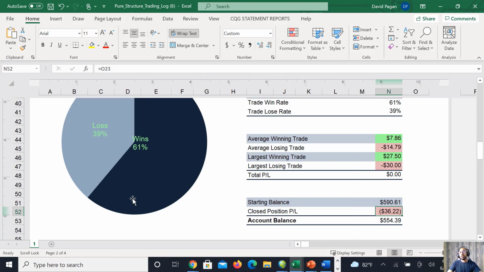But that wraps it up pretty much for this week so far. Midweek, we are down $36.22. Again, not so bad. 61% win rate, 39% losing rate. But we will turn it around towards the end of this week, and we will show you guys next week where we come into the market midweek and where we're at again.